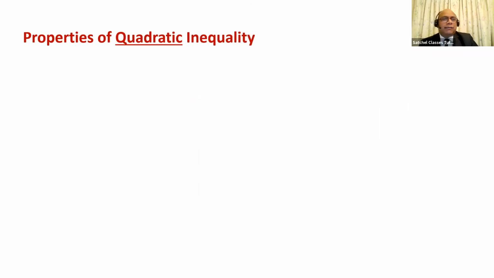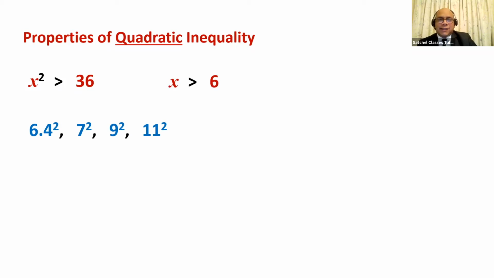Finally, let's have a look at quadratic inequality. x squared is greater than 36. When is that going to happen? Simple values that I can think of are when x is any value greater than 6, right? 6.4 squared, 7 squared, 9 squared, 11 squared. All of these are greater than 36. So x should be greater than 6.